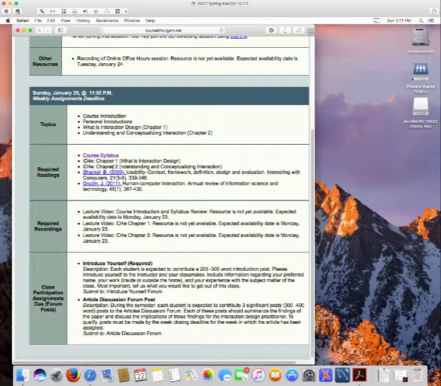During the semester, I'm going to want you to do 3 posts on one of the readings for that week. And by posts, I mean significant posts, 300 to 400 words. They go in the article discussion forum. I want you to summarize the findings of the paper and to discuss the implications of the findings for you, the interaction design practitioner, which may not be the way that you think of yourself, but I'm hoping that's how you're going to think of yourself when we're done with the course.